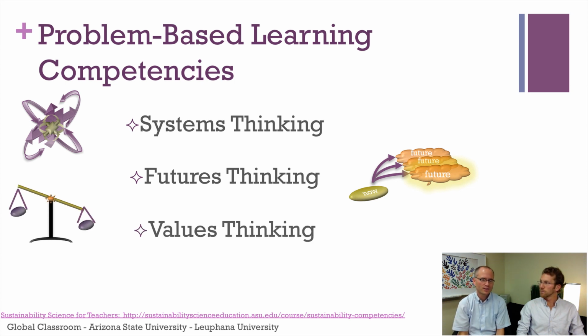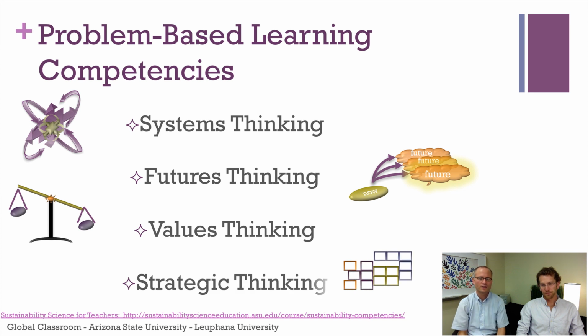The third element is related to values. Sustainability is a value-laden concept. It's all about trying to be capable of analyzing problems from a sustainability perspective, but also critically reflecting on solutions from a sustainability perspective. Are those solutions really sustainable? Finally, a very critical capacity is strategic thinking. This is a skill that develops how you build strategies for change. Change is required to move us out of problematic situations and towards a sustainable future.